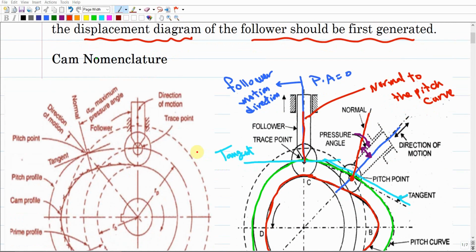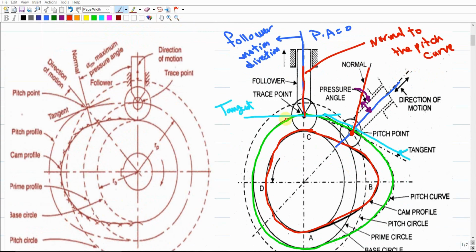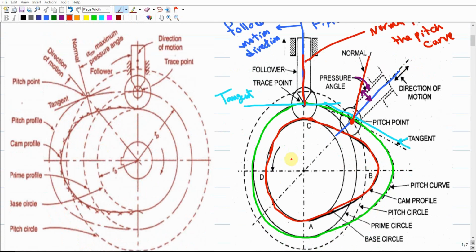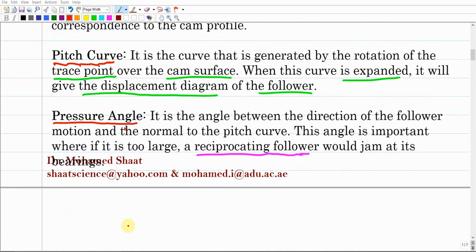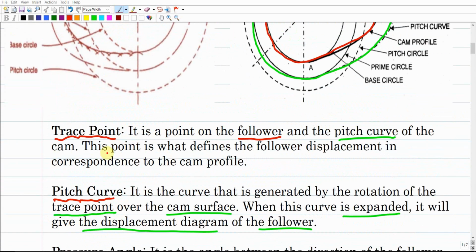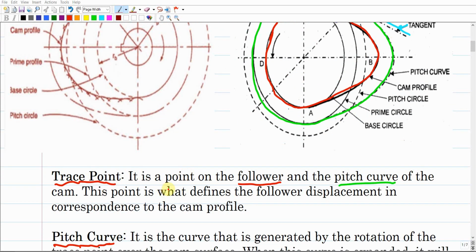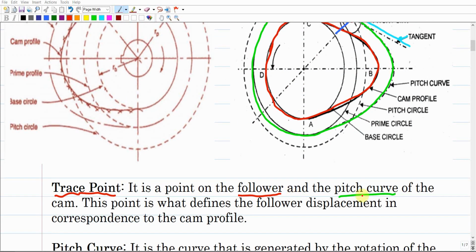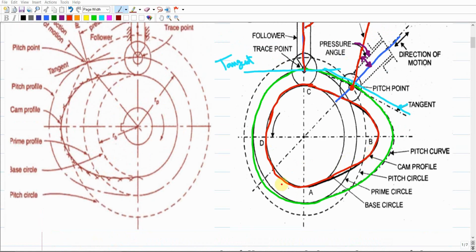Before we move on, let us fix some points regarding the cam nomenclature, like these different geometries of the cam, starting with the trace point. The trace point should be a point that belongs to the follower and the pitch curve over the cam. So what is the cam profile? This red curve that I highlighted here is the cam profile that we would like to come up with. This is our main output.